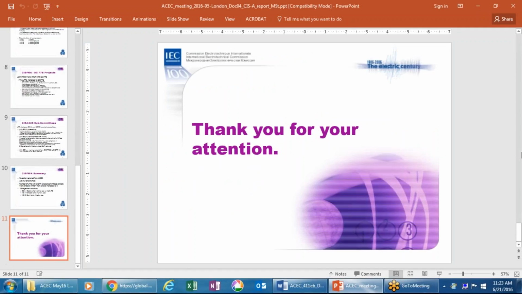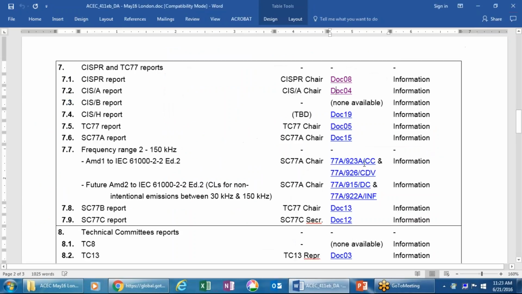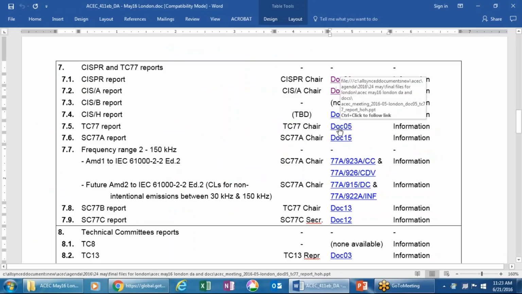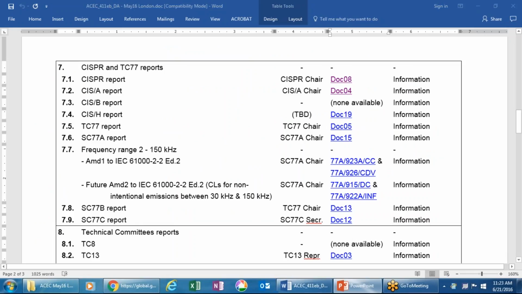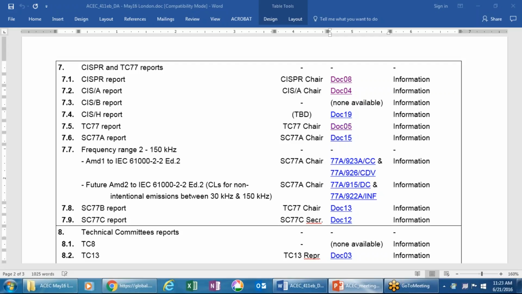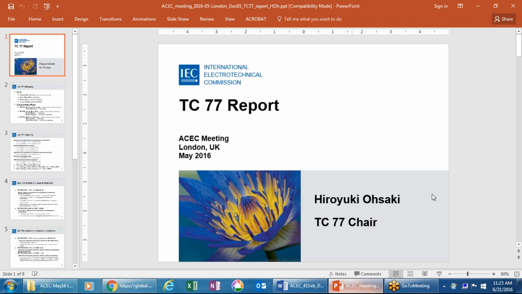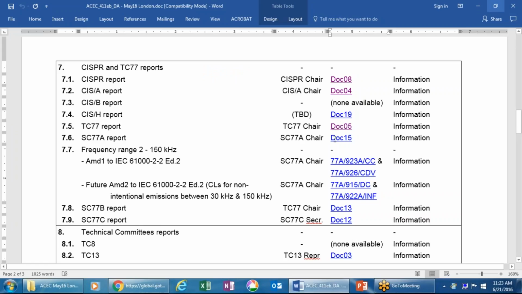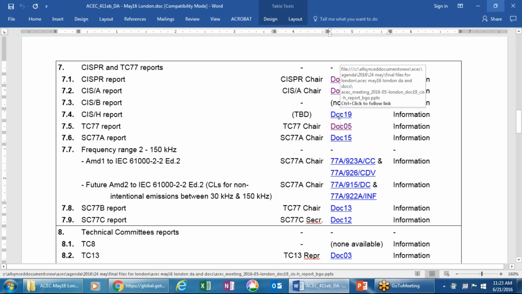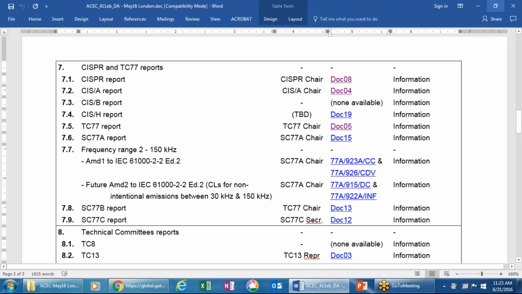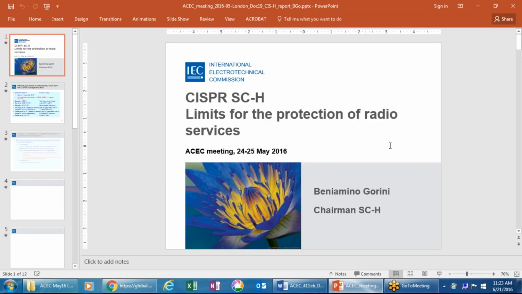Okay, let me close that down, and let's bring up the H report. This is the generic emission standards. If a limit is not captured in the product standard, you have to use the generics. Wait, I must have pulled up the wrong one. Let me get back to H. Yeah, I did. We do document 19. Okay, let me make that full screen.